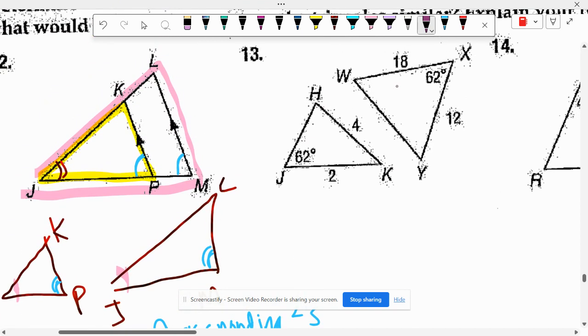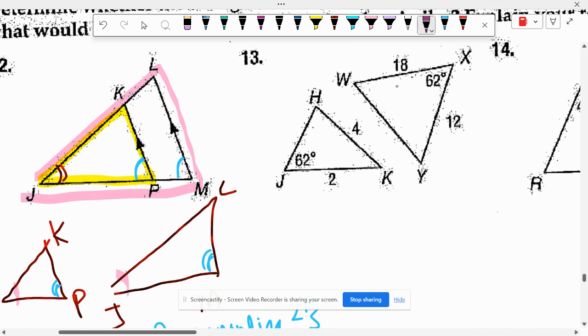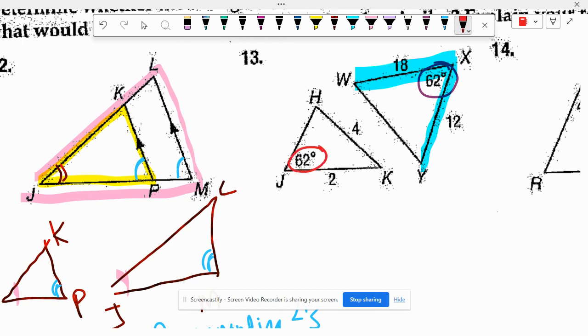Number 13. So, I have angle 62, and notice that angle 62 is nestled right in between two sides on the larger triangle. Do you guys see that? But when I look at the smaller triangle, that angle 62 is not nestled in between two sides that I know the measures to. So is there any way that I could figure out the measure of one of those sides? Do we know how to do that from just a basic triangle, or is there not enough info? Say it, Aiden. No, not enough info.